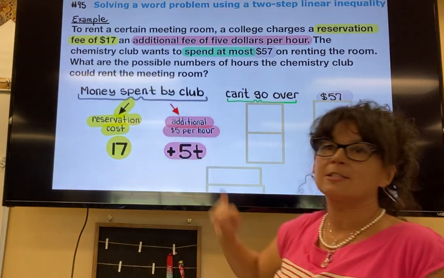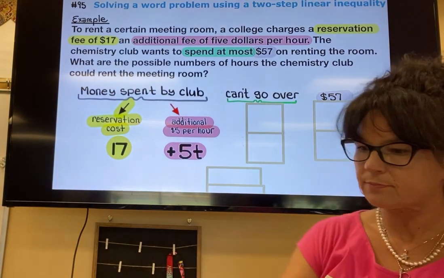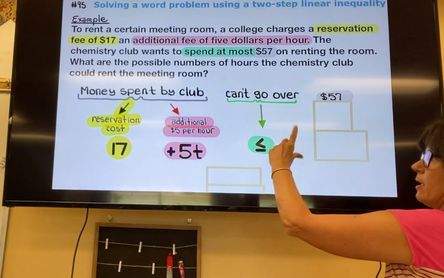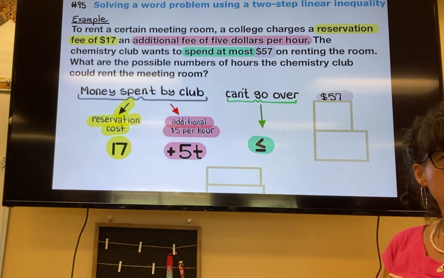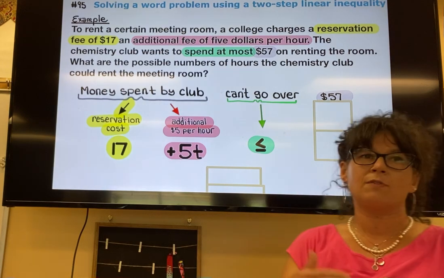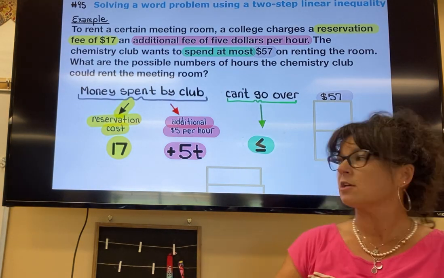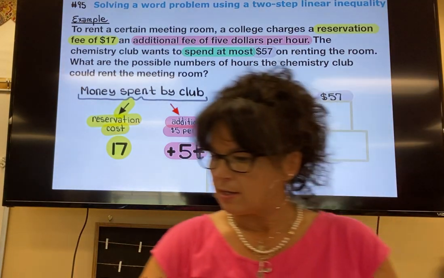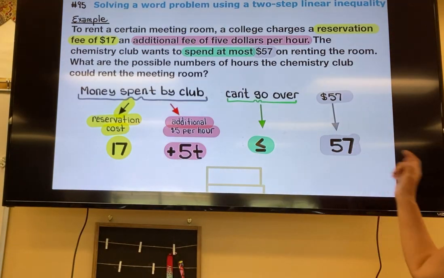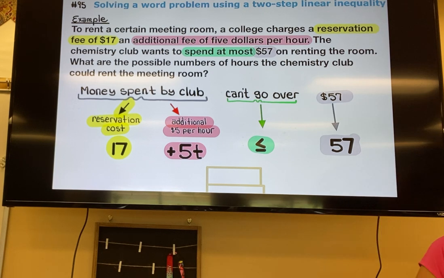So if this side is the smaller one and this one's the bigger one, the alligator eats the big one. So we're going to end up with an alligator this way, which happens to be less than, and you're exactly right, or equal to, because if you spend at most 57, it would be okay to spend $57. So then we've got our equal to. Then let's bring down the 57. We have our inequality set up. 17 plus 5t is less than or equal to 57.